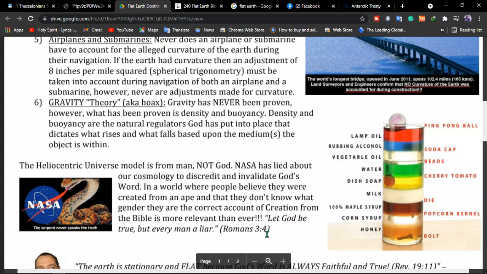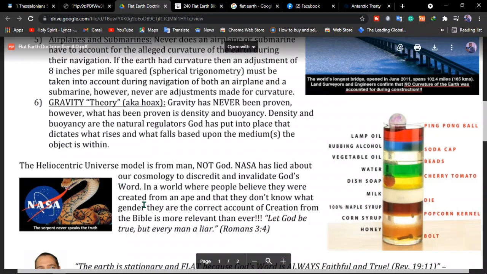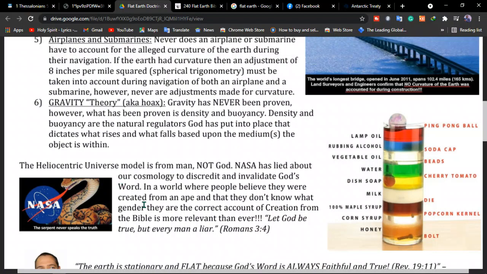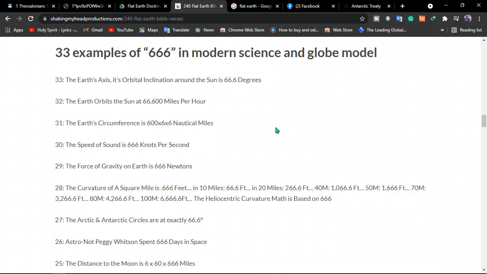Now, let me show you a couple of things that this NASA has been trying to say, and see if all these things don't point to something satanic. Let me show you this. Think about this. We have about 33 examples of 666, which we know is the number of the fallen nature of man, or the number of the beast, in modern science and the globe model. Now, I'll do a countdown, okay, from 33 to number 1.